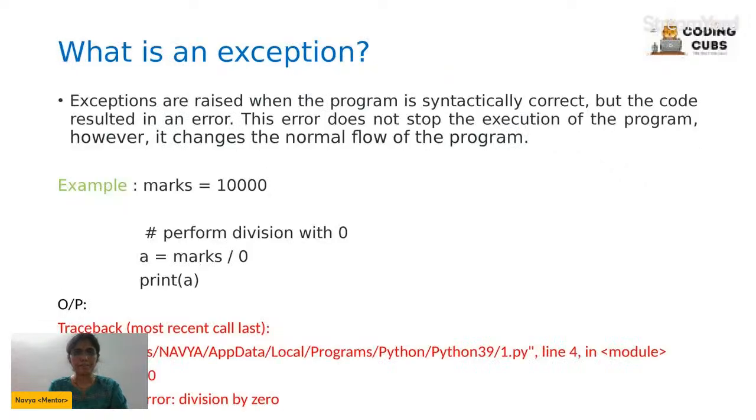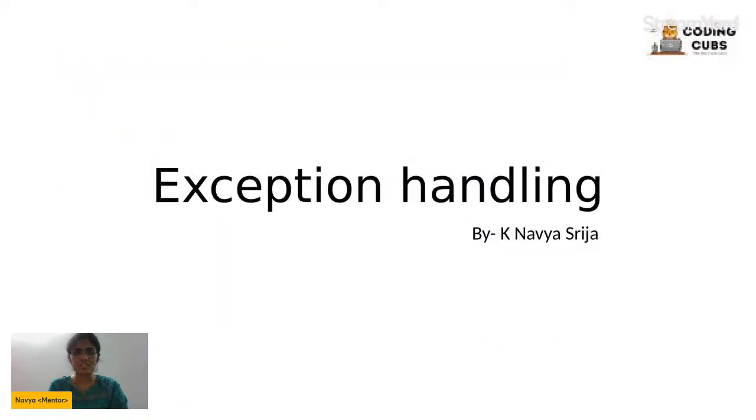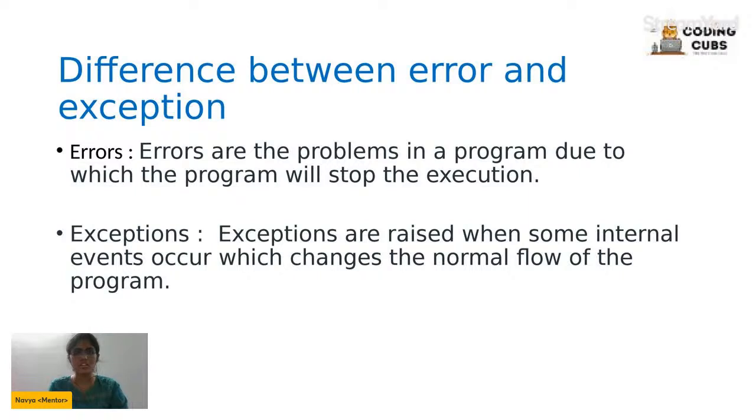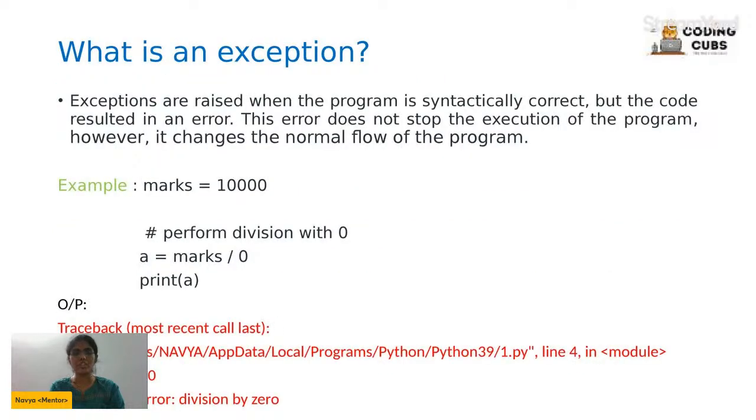So a quick recap. The difference between an error and an exception. Errors will be in the program. If your program code has an error, then it stops the execution of the program, and exceptions will be raised only when some internal event or internal error occurs. It changes the flow of the program but not the complete program. As you can see here, we do have output, but the output is the zero division error. It raised the exception of zero division error.